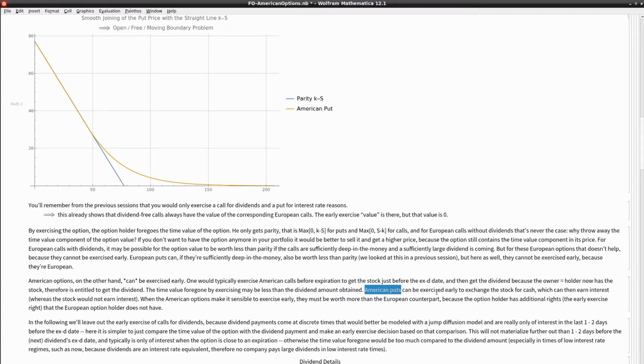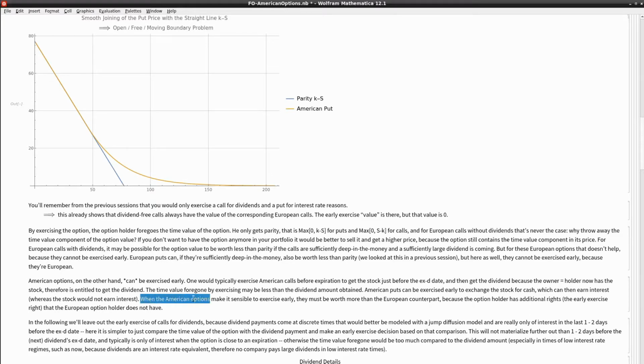American puts, on the other hand, they can be exercised early to exchange the stock for cash, which can then earn interest, whereas the stock would not earn any interest, right? If you have shares, if you have stock, then you don't get any interest for it, right? It's like an asset. It's like a table or a chair or a microwave. You don't get any interest on it, but you would get interest on cash. So here, the interest that you have in exercising a put is to get cash so that you can invest it again and collect interest, which is not something you would get when you just have the stock.